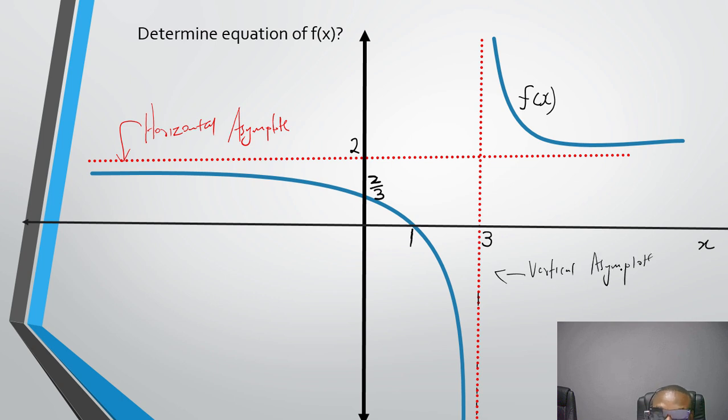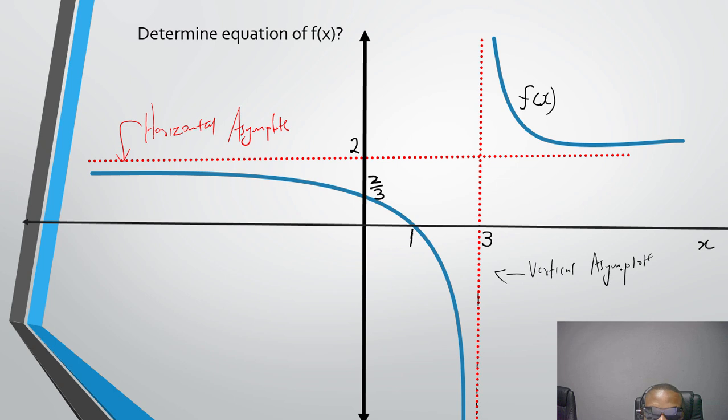So it is a hyperbola function, because a hyperbola function is the function which has got these two asymptotes, the horizontal asymptote and the vertical asymptote. So when we see the two asymptotes on our Cartesian plane, we know that we are dealing with a hyperbola function. So they want us to find the equation of this hyperbola function.